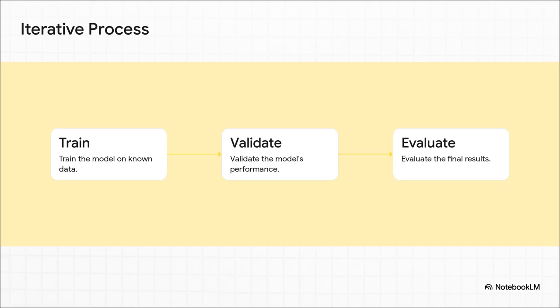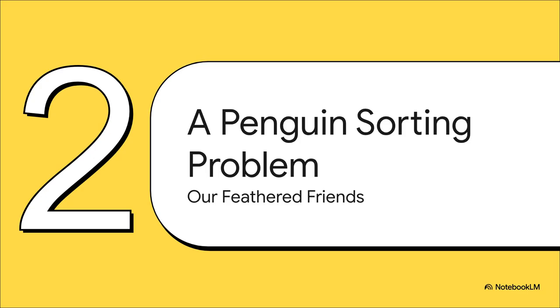First, you have to train the model. You do that by showing it a ton of examples where you already know the right answer. It's kind of like a student studying with an answer key. Then you validate it by giving it a pop quiz with new problems it hasn't seen before. And finally, you evaluate the results of that final exam to see if the model is actually ready for the real world. Okay, enough with all the abstract theory.